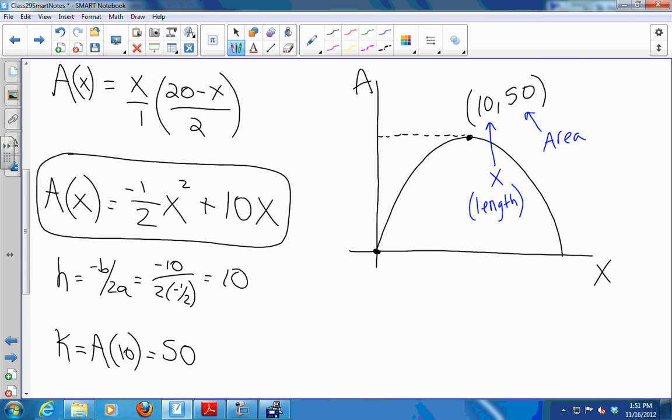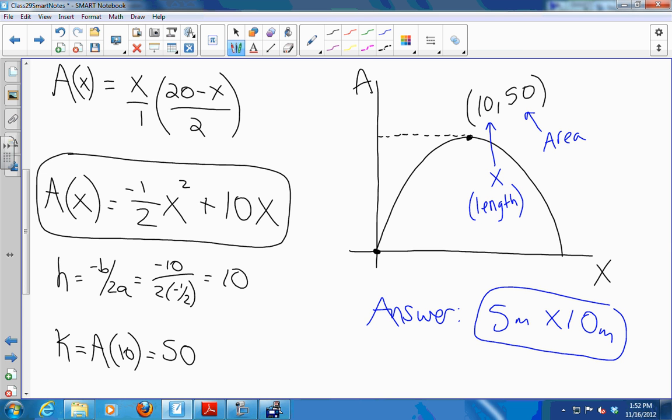The question asked me to find the dimensions of the pen, right? The area is not one of the dimensions. They want me to find the length and the width. Area equals length times width. So if I have the length and I have the area, how do I get the width? Yeah. 50 divided by 10 says 5 would have to be my other dimension. So my answer to the question that they asked me is 5 meters by 10 meters. Those are the dimensions I should use to build my pen.